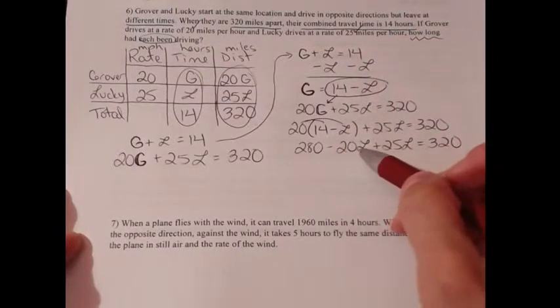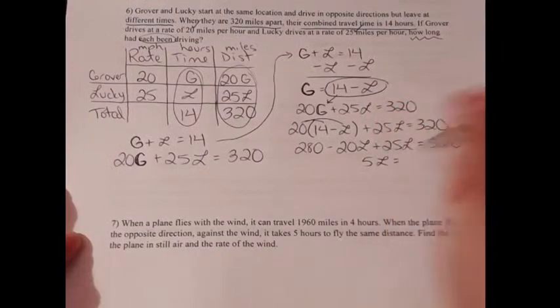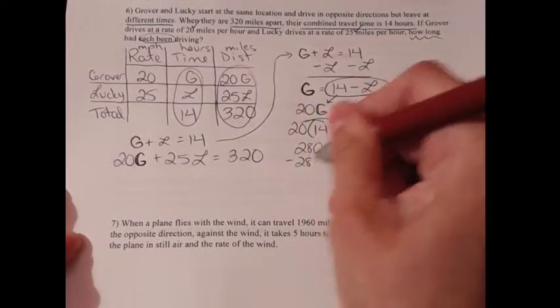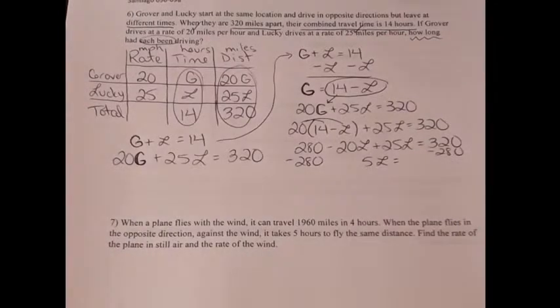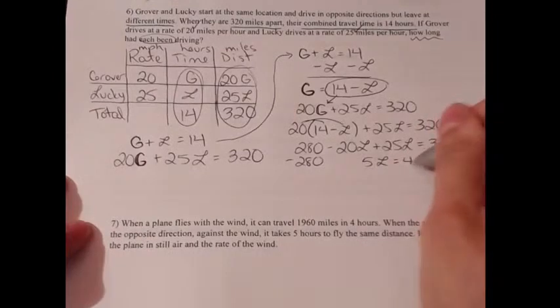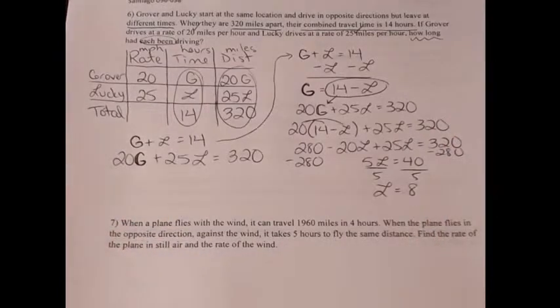So negative 20L plus 25L is simply 5L. And then if I subtract the 280 from both sides, we have 320 minus 280, which gives us 40. And then divide both sides by 5, and we get that L is 8. So perfect.